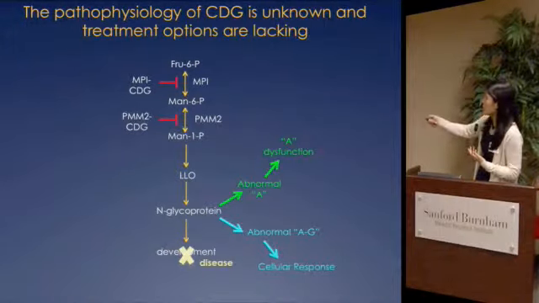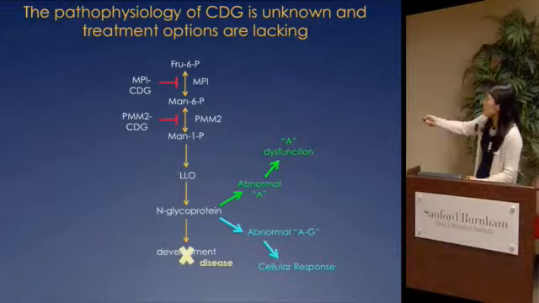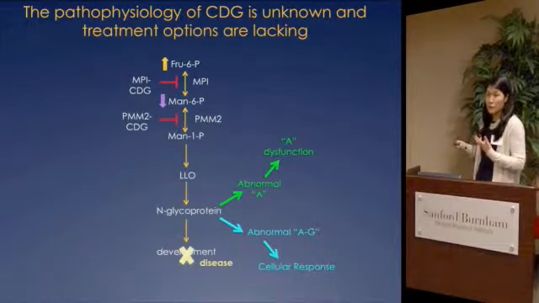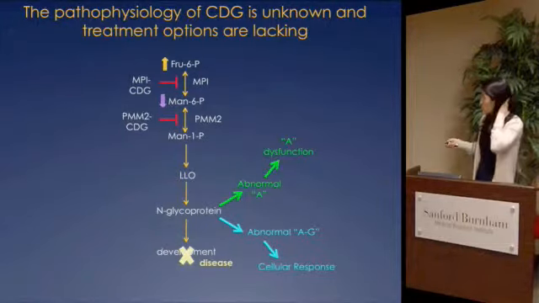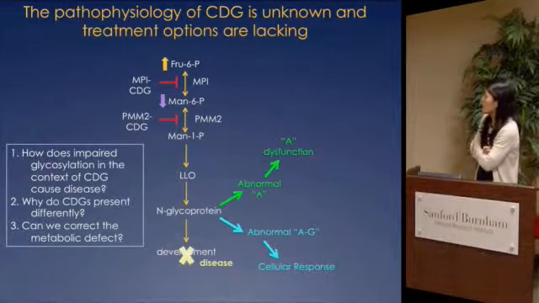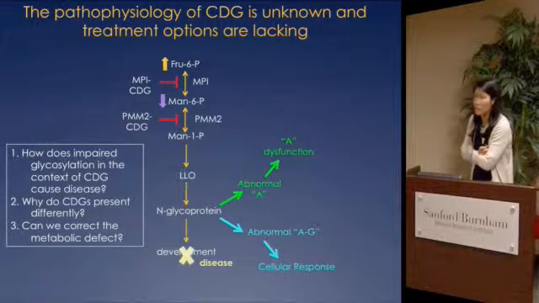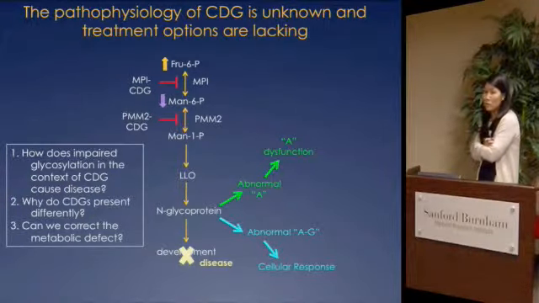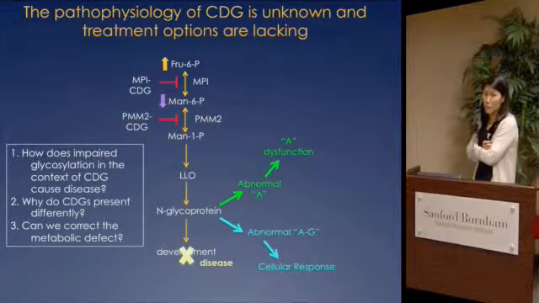Alternatively, in the case of MPI-CDG, maybe you have a deficiency of the product or a buildup of the substrate that is lethal or toxic to the organism. So the main questions that we ask are: how does impaired glycosylation in the context of CDG cause disease? Why do CDGs present differently? And most importantly, can we correct this metabolic defect?